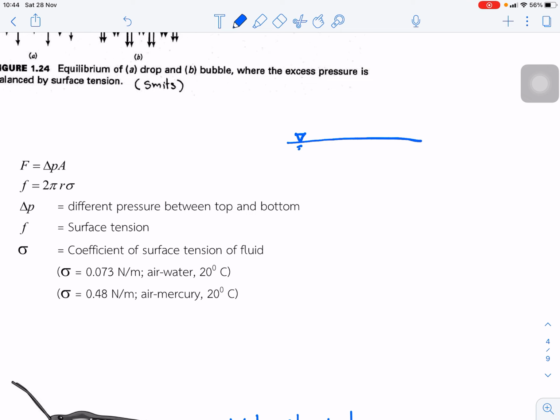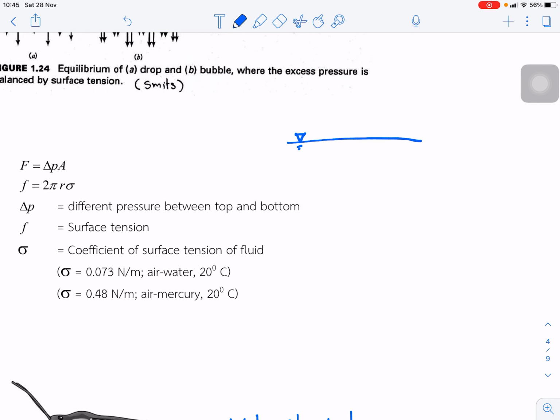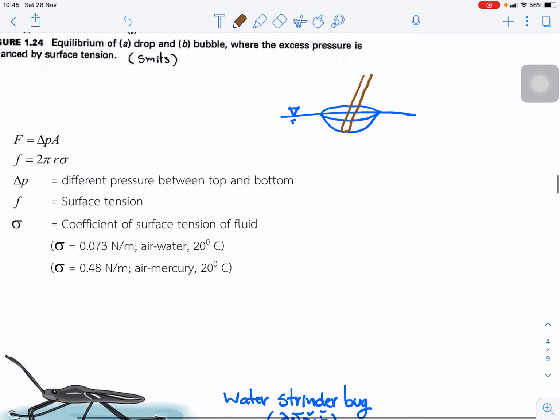Once the bug stands on this surface, we expect that the shape of the surface is like this. Okay, this is the leg of the bug. This is the force pushing on the surface. And we can draw the free body diagram of this, the bulk of the surface. Okay, like this. You can use different colors.